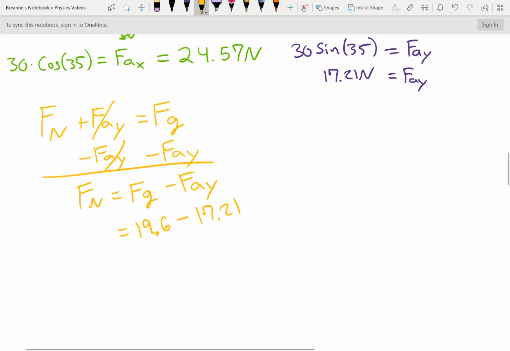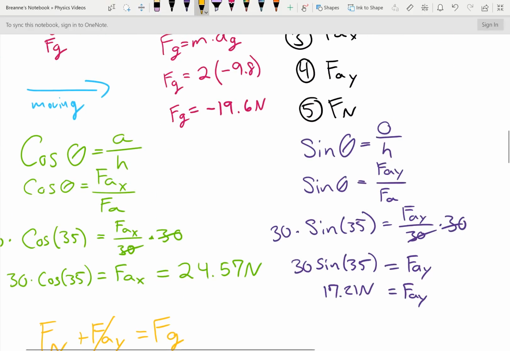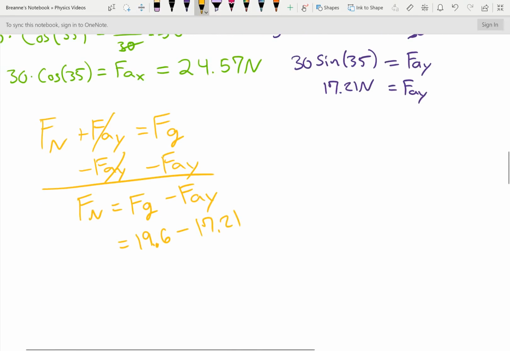Now remember, we do have a negative here, but that negative is just telling us it's going down. We've already taken that into consideration when we set them equal to each other. So now we just do 19.6 minus 17.21, and you get 2.39 newtons. So that is your force of normal.